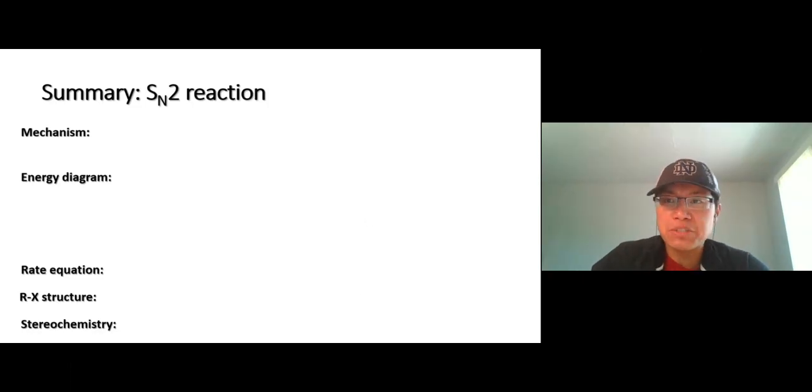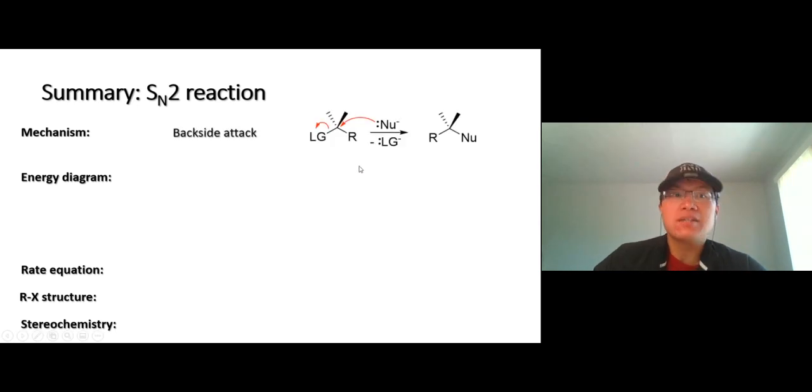Okay, let's summarize what you just learned so far about an SN2 reaction. All right. First one, mechanism. What's the mechanism look like? Backside attack. You always think about backside attack when you do an SN2 reaction. A nucleophile approaches the electrophilic center from the direction opposite to the leaving group. Okay, we call it a backside attack.